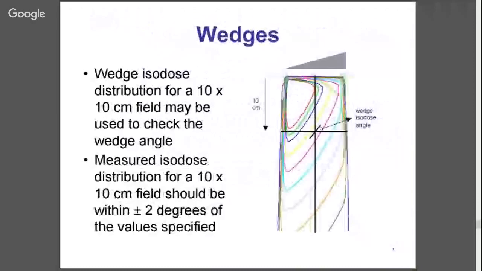Another thing we need to check is that of wedges. So we need to make measurements with the wedge in and out of the field. You can see here, we measure the isodoses, and we check that the wedge angle is correct, the wedge isodose angle. And we do this for a particular field size and a particular depth. So you can see here we did it at 10 centimeters to check that those isodose angles are as specified.